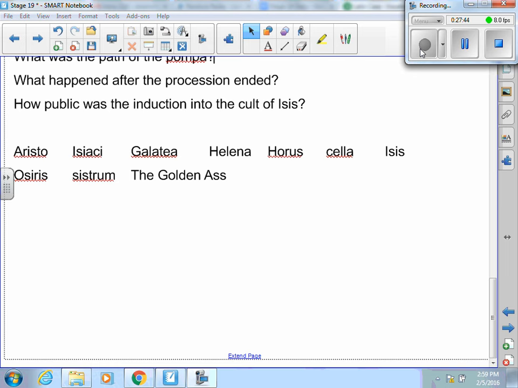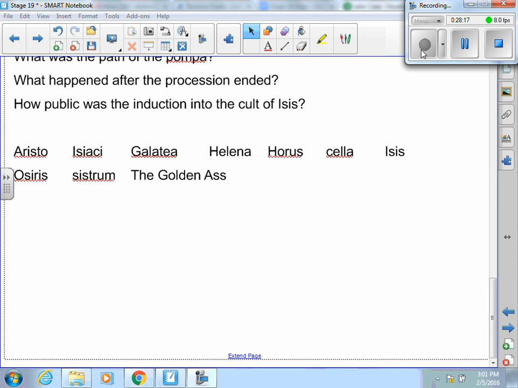Helena was the daughter of Aristo and Galatea, very attractive apparently, because a lot of guys were hanging around with her. Horus was the son of an Egyptian god who had been killed. The cella, that was the inner sanctuary of a temple. Isis, that was, of course, the goddess that Clemens was worshiping, and kind of the festival centered around this, the pomp and everything. Osiris was the husband who was brought back to life by Isis. Again, that kind of goes back to why Isis is associated with life after death.